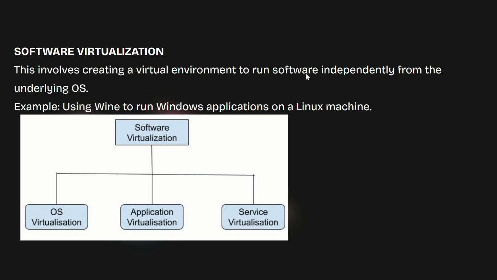Software virtualization. This involves creating a software environment to run software independent from the underlying operating system. Example: using Wine to run Windows applications on a Linux machine. Types of software virtualization: operating system virtualization, application virtualization, service virtualization.